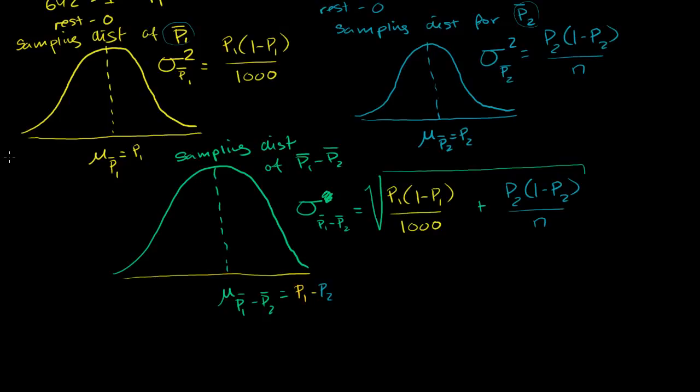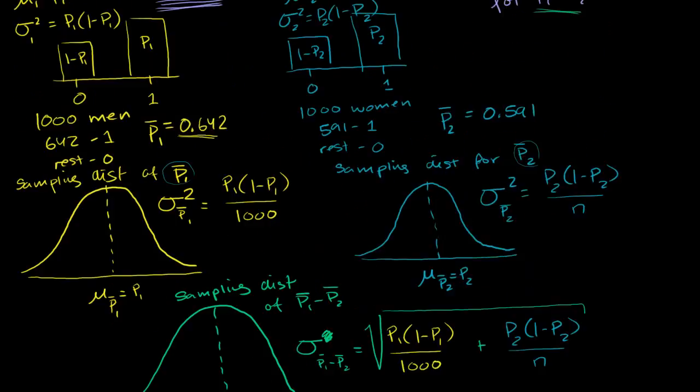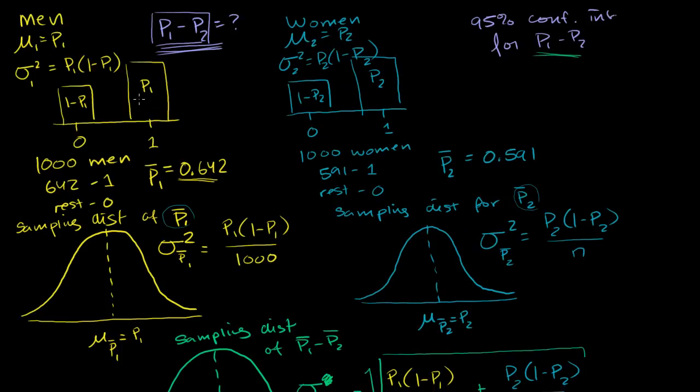Where we left off in the last video, we were trying to figure out if there's a meaningful difference between the proportion of men voting for a candidate and the proportion of women. We sampled 1,000 men, sampled 1,000 women, and we got a sample proportion for each of them. We got 0.642 for the men and 0.591 for the women.